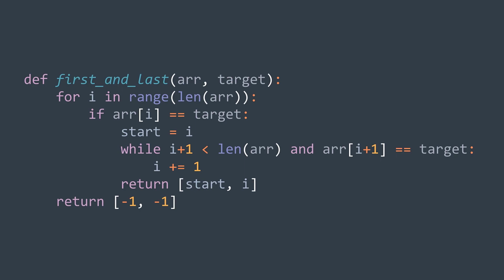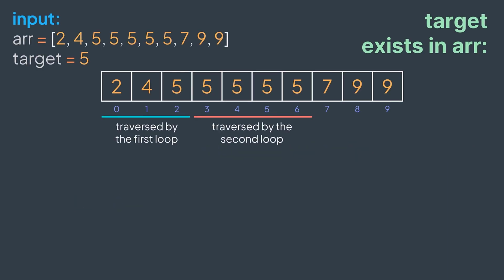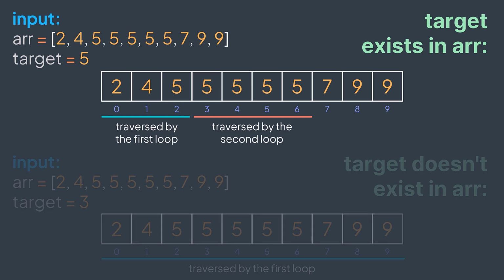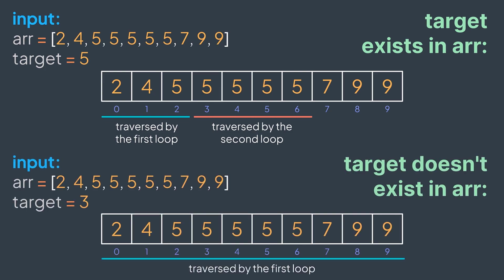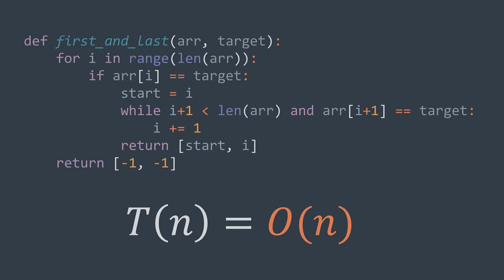Note that it's possible to have start position equal to end position. It happens when there is only one occurrence of target in r. For the time complexity, when target exists, we traverse the path before its first position, then its sequence of occurrences, and when it doesn't, we traverse the whole array. In both cases, we traverse at most n elements, where n is the number of elements of r. We get a time complexity of O of n, and a constant space complexity because we're just using int variables.